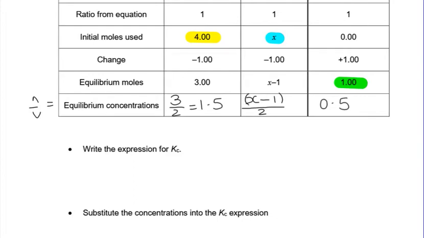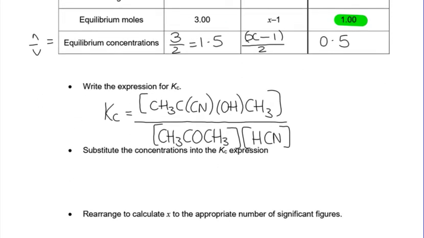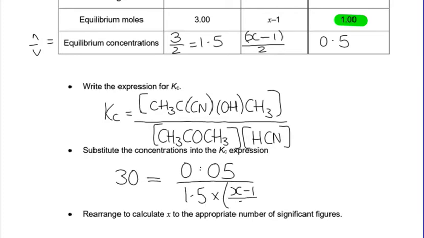Let's write the expression for Kc. Let's substitute in what we've got. So we've got Kc value was 30. We've got the product concentration was 0.5. We've got one of the reactant concentrations as 1.5, and we've got the other one as x minus 1 all over 2.